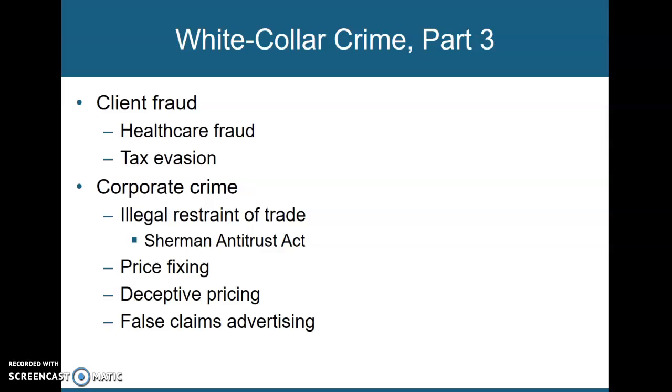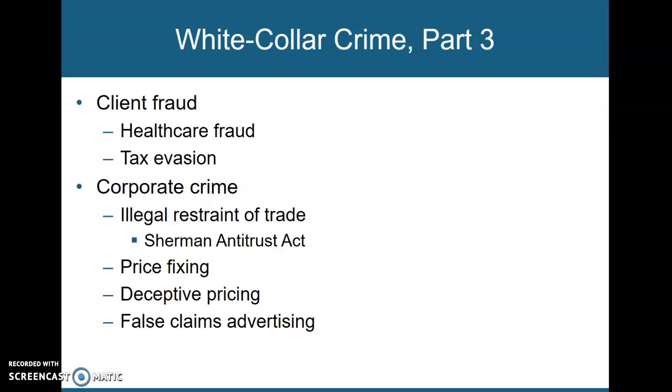Lastly, false claims advertising. When you might see something on TV that says these claims are not researched by the FDA. So maybe it's this vitamin helps your hair grow 3 inches longer in 2 days, but they're saying the FDA hasn't signed off on this, and this isn't scientifically proven.